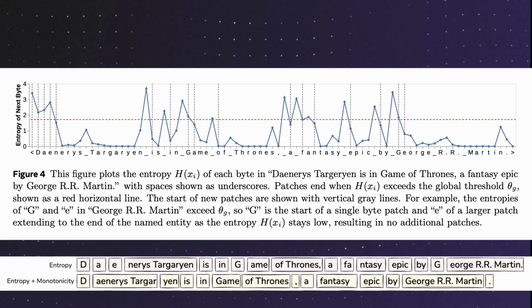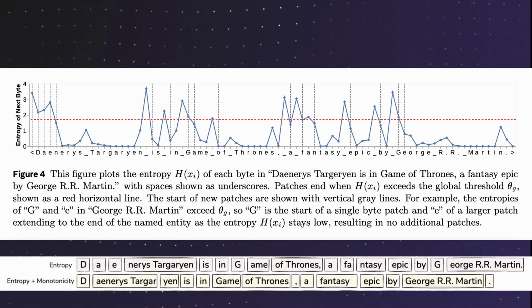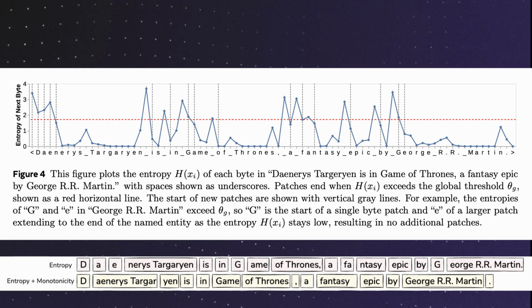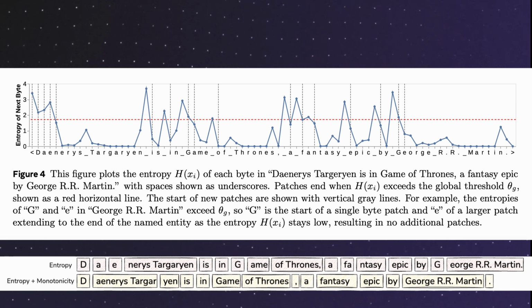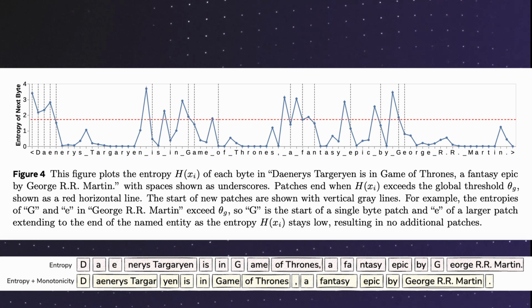And as you can see, both entropy and entropy plus monotonicity patch up multiple bytes together. In areas of high entropy, it increases the granularity of these groupings by essentially behaving as a character tokenizer. And in areas of medium entropy, it kind of behaves like a subword or even a word tokenizer. And in areas of low entropy, it often behaves as an n-gram tokenizer, clustering multiple words inside the same patch.